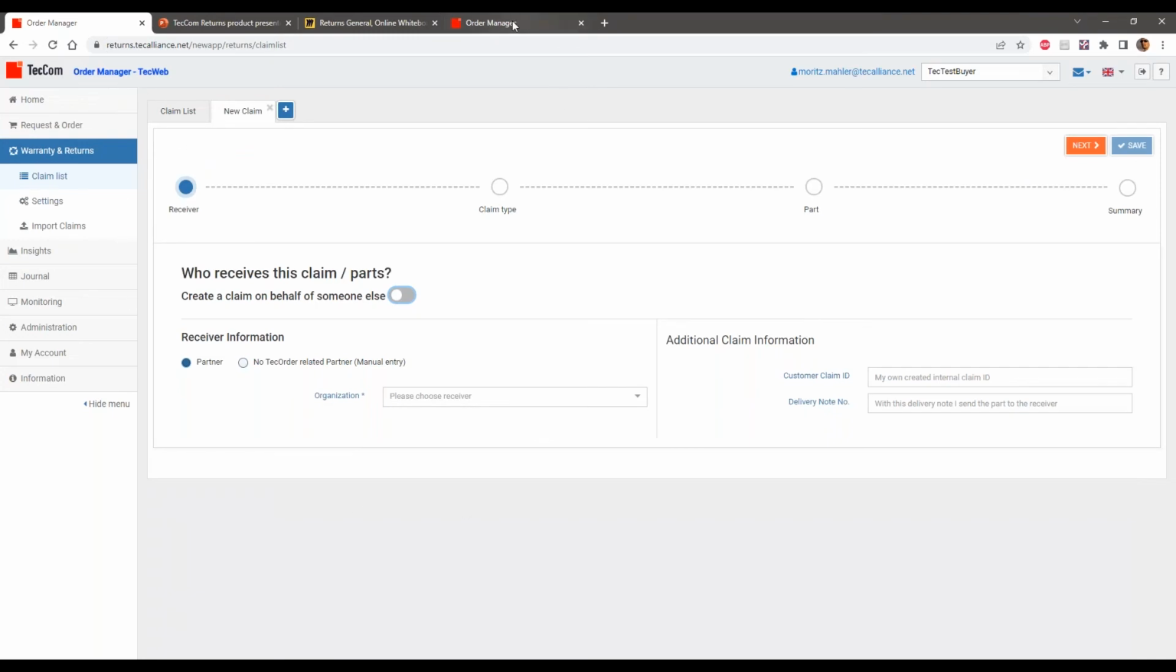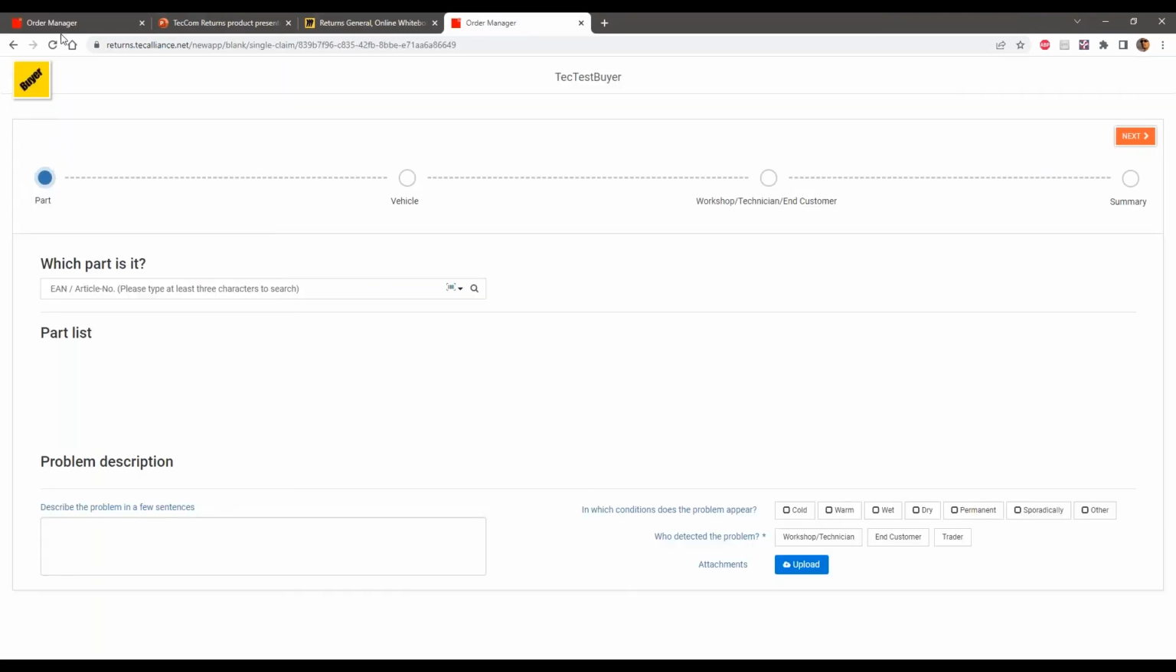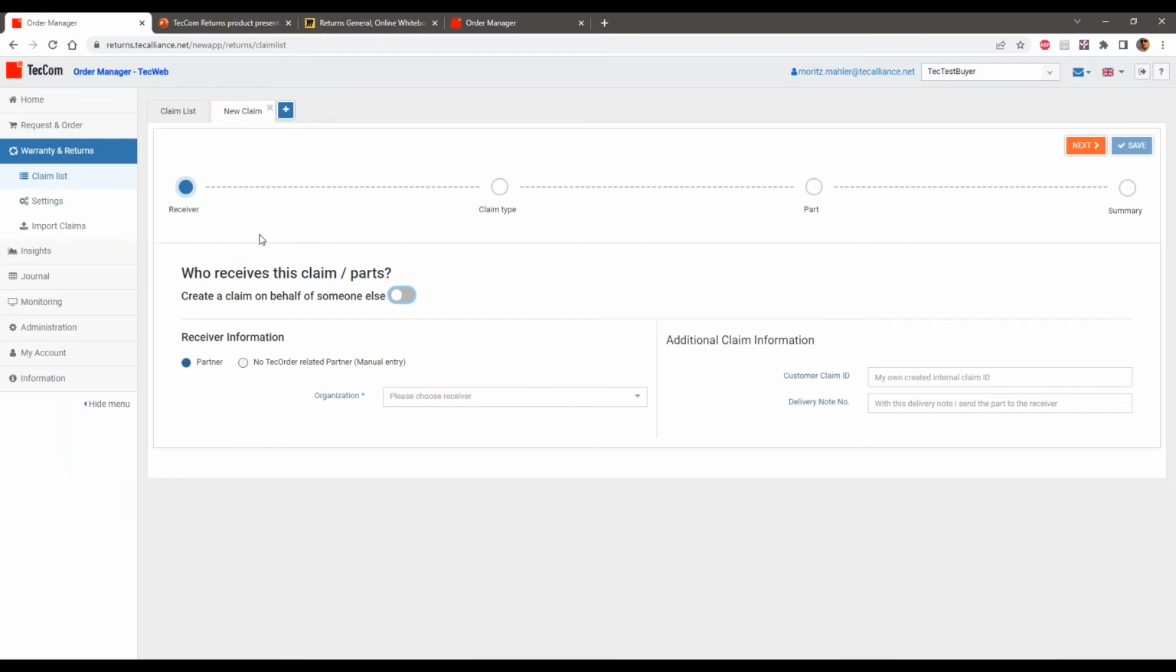This is the only difference between these two, because here I start with the part and here I start with the receiver. I will ask, who's my receiver? Where do I want to send this claim? So we did everything here with questions. So who will receive this claim or these parts? So I will say, okay, I have a partner, and in this list are all my suppliers from my request and order business relations. So you all know these. Either you have your customers on the trader side or you have your suppliers on the supplier side. You will see them here.